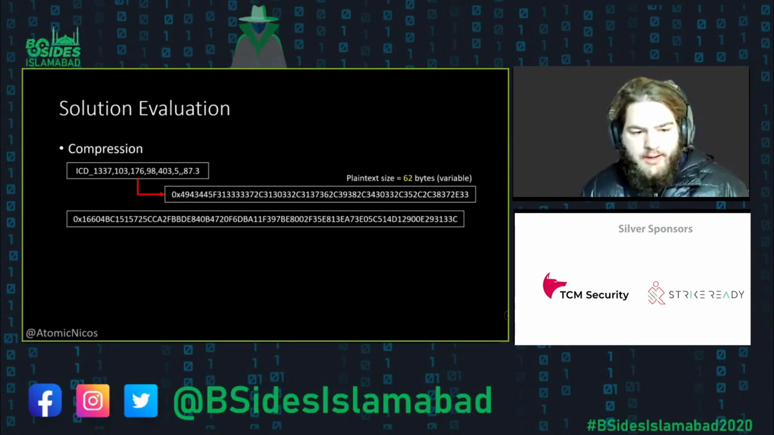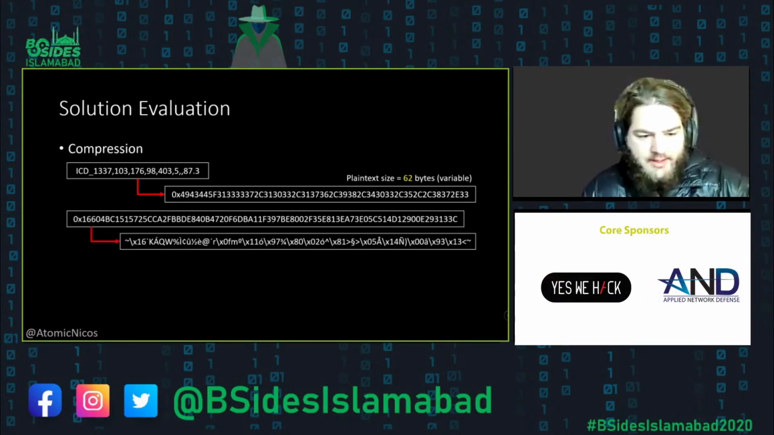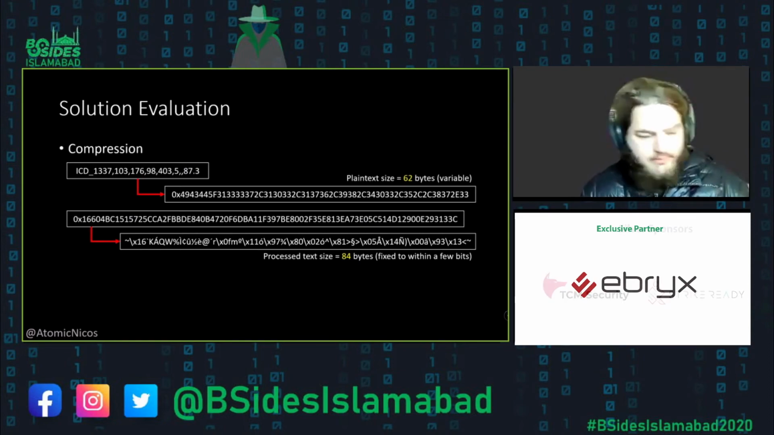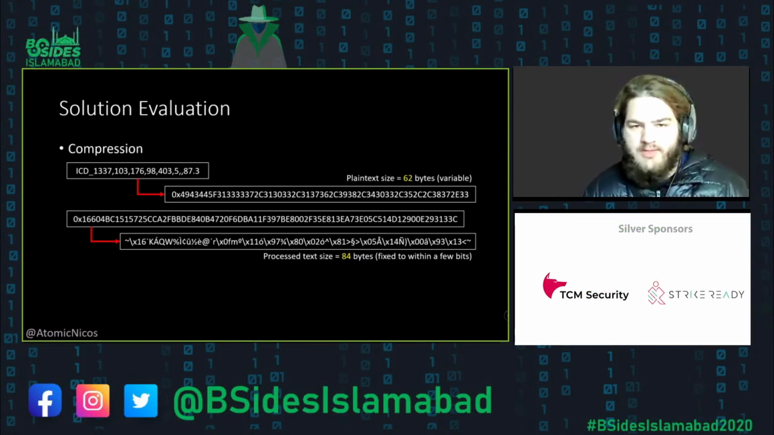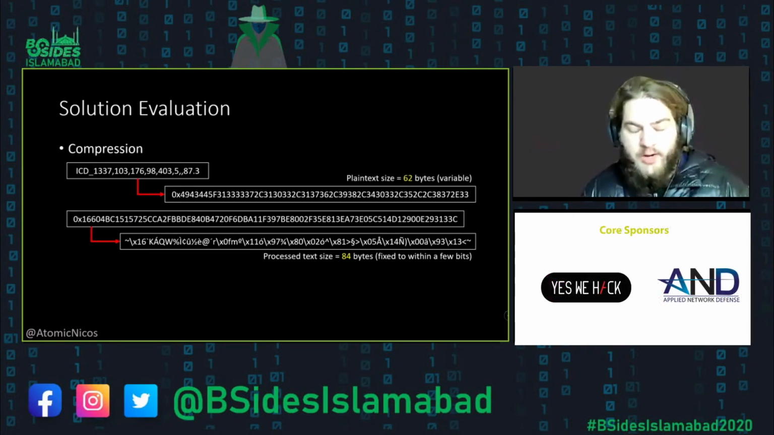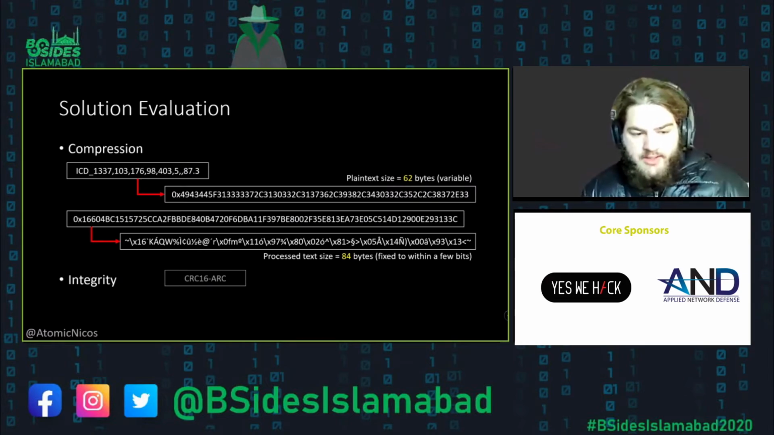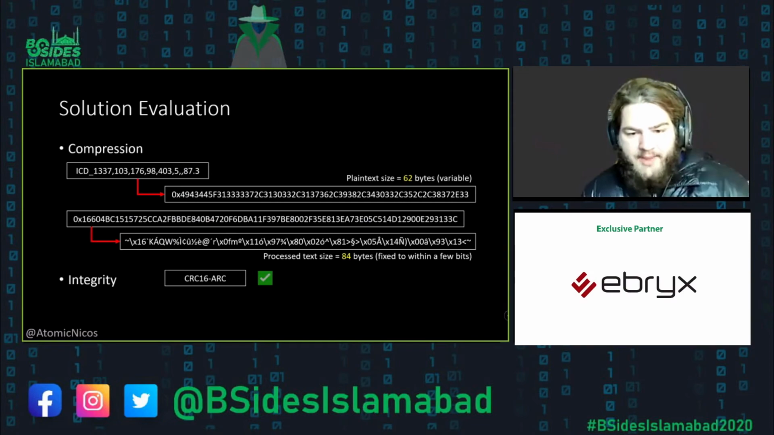Our solution, as text is transmitted like this, the two characters are Unicode symbols. It's 84 bytes, but it's fixed within a few bits. Whatever you send, it's going to be 84 bytes. Even if your microcontroller craps out and produces something with 50 digits after the floating point number, it's still going to be 84 bytes, more or less. In terms of integrity, well, we use CRC16 ARC, so that's a check. In terms of encryption, AES CTR in 128 bits, it's a check.